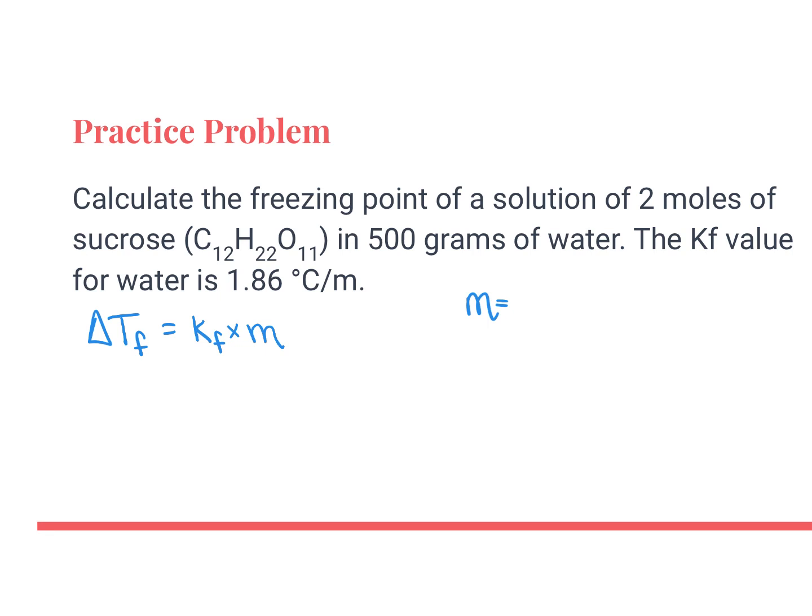So how many moles of solute is in this solution? 2, right? 2 moles of sucrose. And it's dissolved in water. I give you 500 grams of water. How many kilograms is that? So we're 0.5. So what's 2 divided by 0.5? 4. Okay. So now we can just plug it in the equation. Okay, Kf is always given to you. So 1.86 times 4.